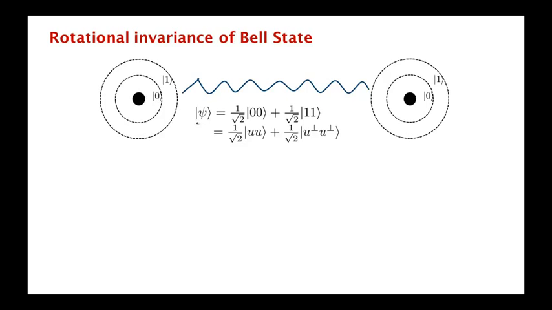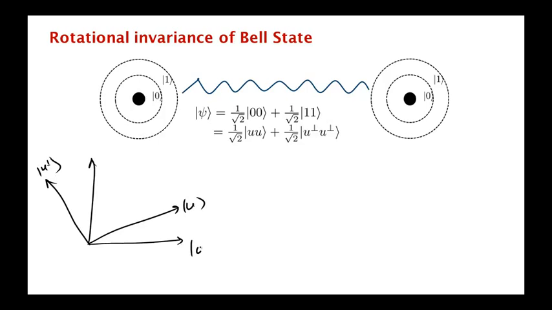that if you were to write your state psi, it's an equal superposition of 0,0 plus 1,1. In the last lecture, we saw that we could also write it as an equal superposition of plus,plus and minus,minus. What we're claiming is, in fact, if you have an arbitrary u, u perp, then you can write 0,0 plus 1,1 as u,u plus u perp,u perp.